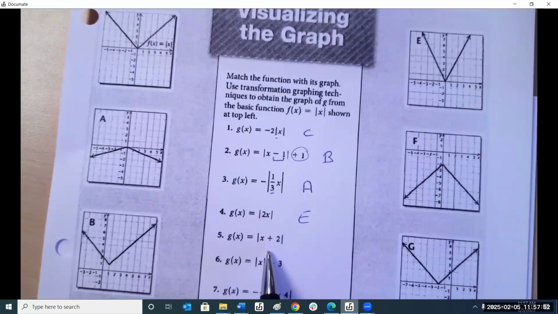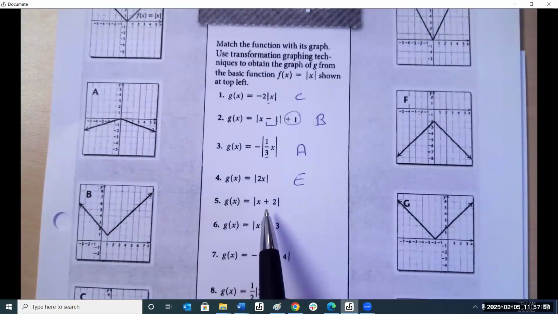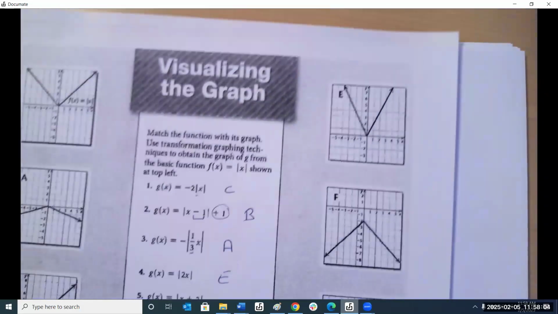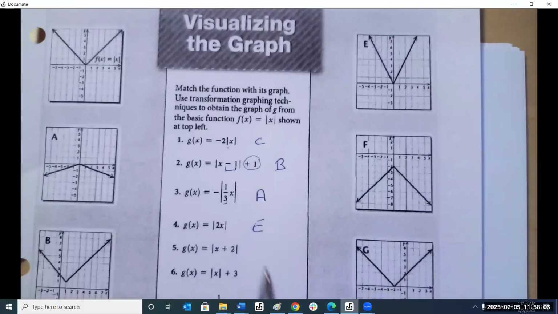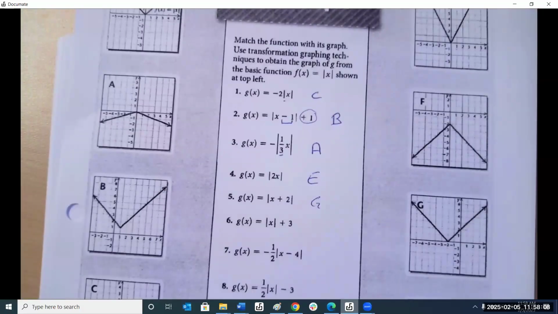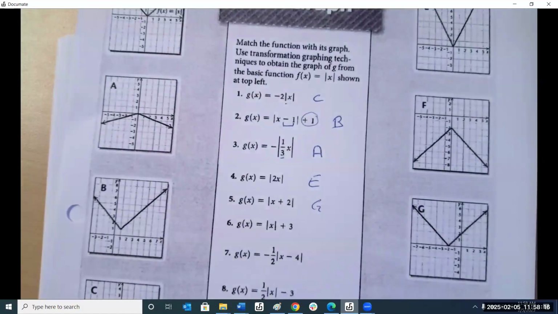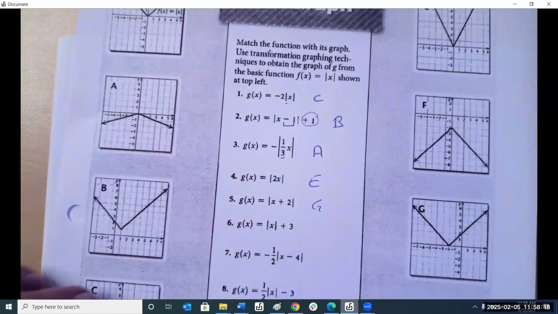How about this one? It's a horizontal shift 2 spaces to the left because it's positive. So which one do we have going to the left? G. My goal is to get you guys to a point where you look at the function and can tell what the graph looks like, or have a good idea of it.